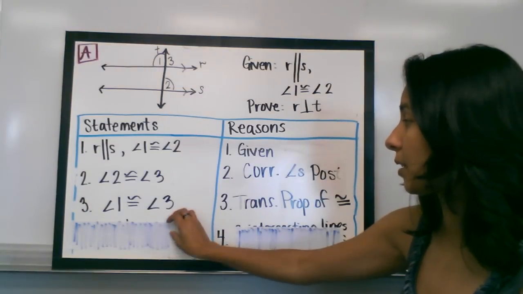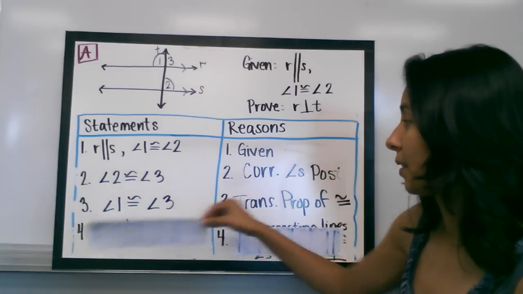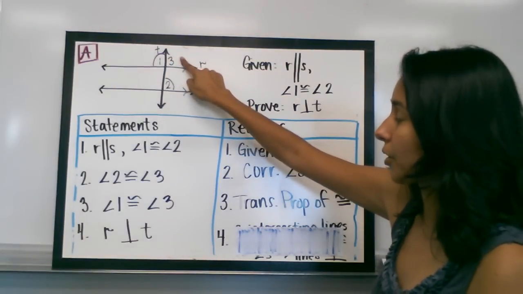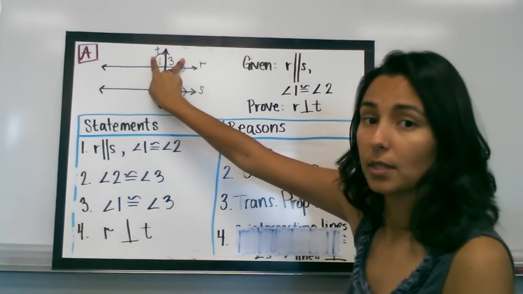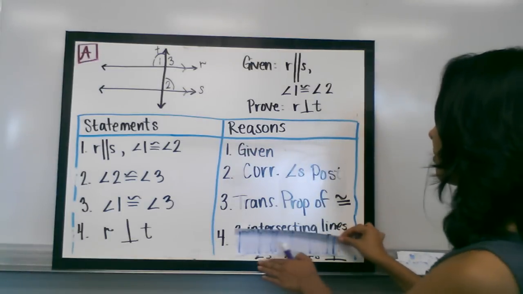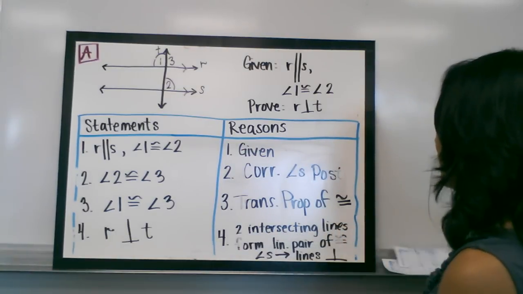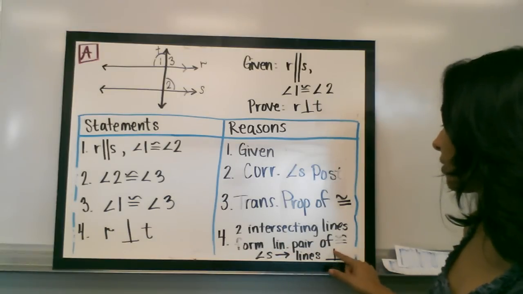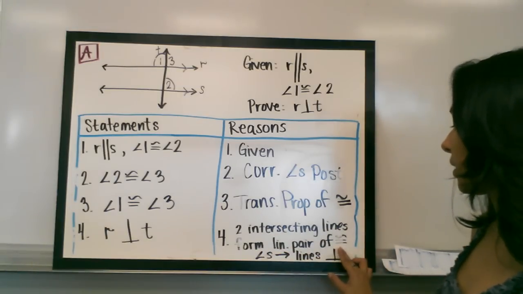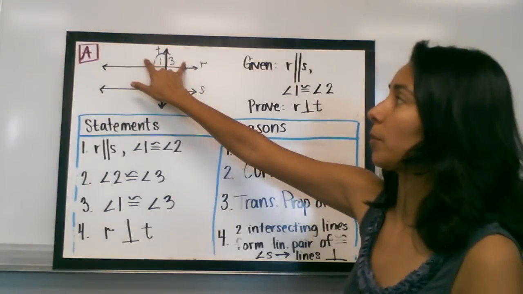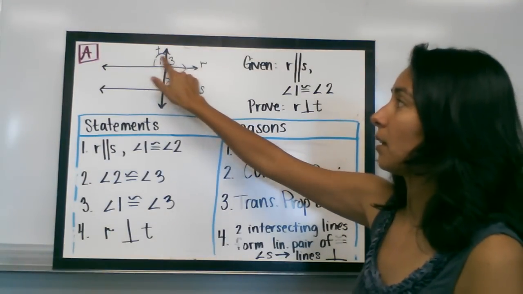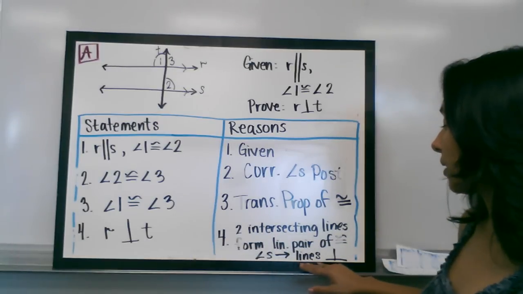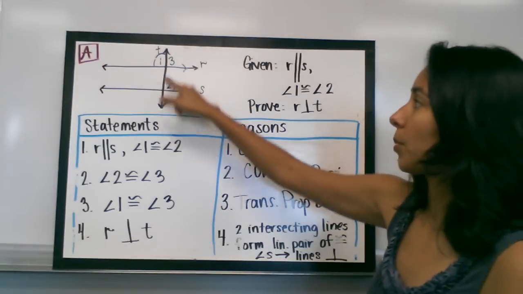So what we've done here, now that we know that angle 1 and angle 3 are congruent, that means these two are the same measure. I know that I have two intersecting lines that form a linear pair of congruent angles. These are my linear pair because they create a line of congruent angles. That's what we proved right here in step 3. So now I know that my lines are perpendicular.